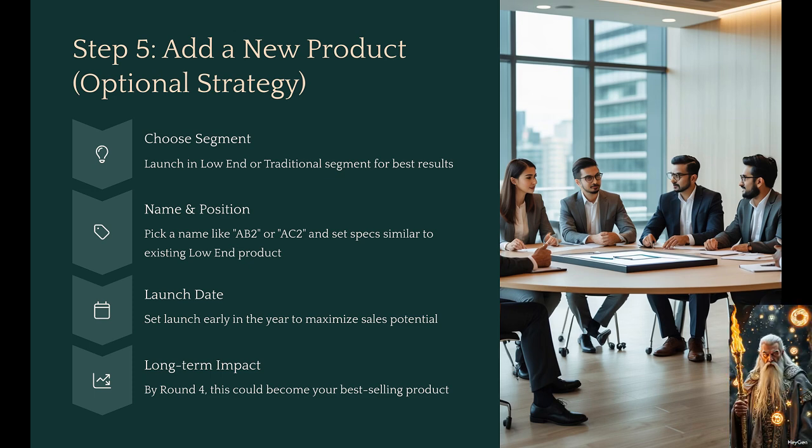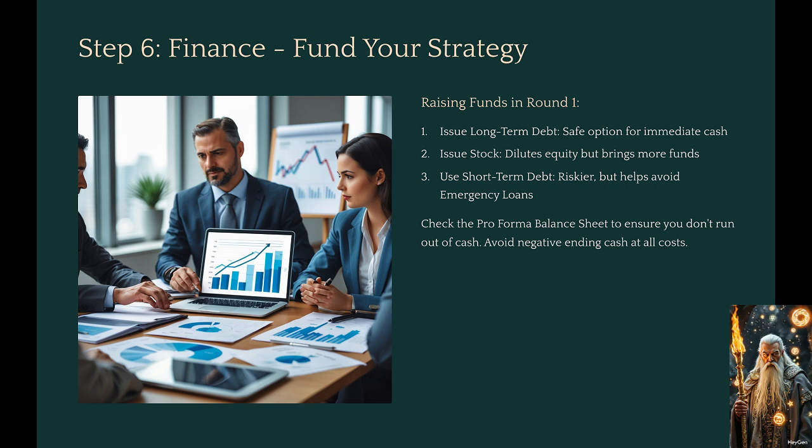Step 6. Finance. Fund your strategy. Let's talk money. In round 1, you likely won't have enough cash for all your investments. Here's how to raise funds. 1. Issue long-term debt, safe and gives you immediate cash. 2. Issue stock, dilutes equity but brings more funds. 3. Use short-term debt, riskier, but helps avoid emergency loans. Check the pro forma balance sheet to make sure you don't run out of cash. Avoid negative ending cash at all costs.